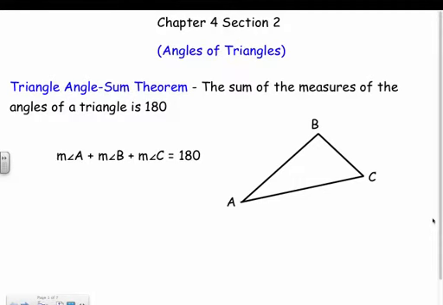We got the triangle angle sum theorem. Well, that's kind of tough to say. Triangle angle sum theorem. Well, I think we all know this already. The sum of the measures of the angles in a triangle adds up to 180. So if I added up the measures of angle A and B and C, they would equal 180. So all three angles would add up to 180 in triangles.